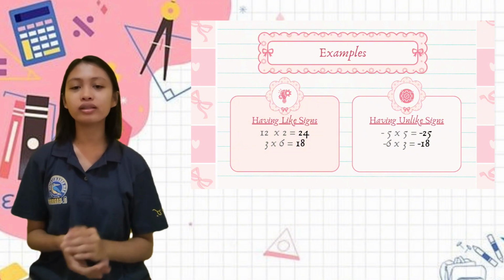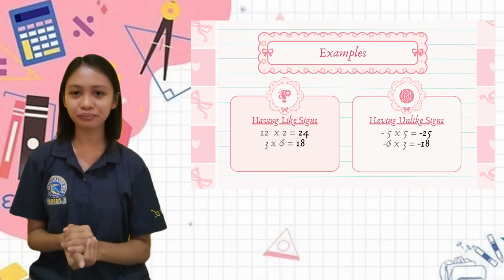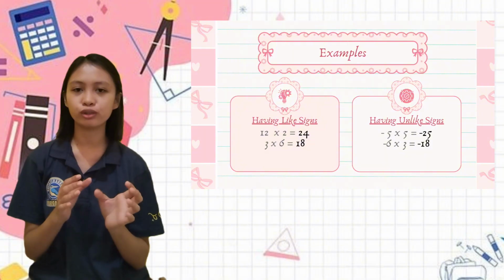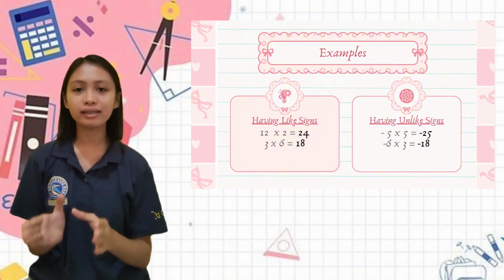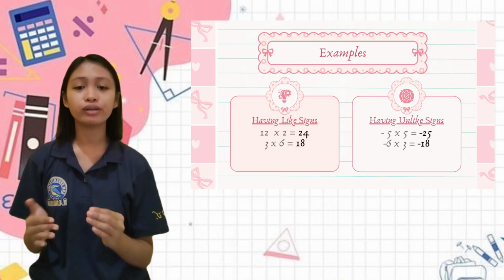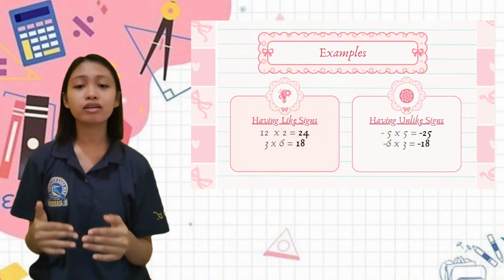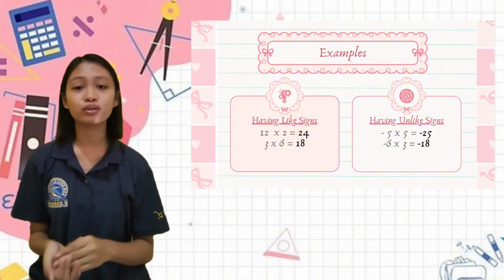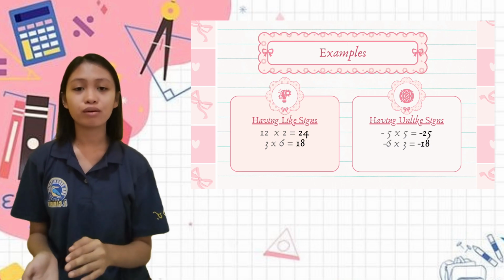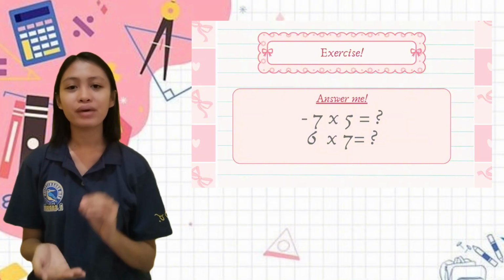So now that we are already familiar with the rules to remember, let us now have the examples. So we have here the integers with like signs and the integers with unlike signs. For the like signs, we have 12 times 6 equals 24. And 3 times 6 equals 18. On the other hand, we have negative 5 times 5 equals negative 25. And negative 6 times 3 equals negative 18. Let us now have our quick mental exercise.